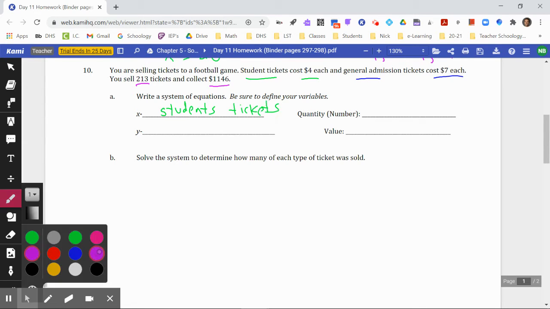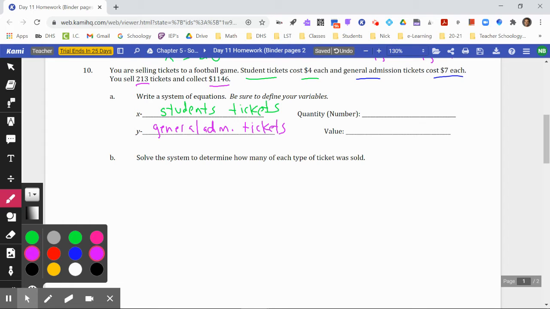And y is going to be the general admission tickets. All right, so again, we have our variables defined. We're ready to write our equations. Again, we're talking about tickets, total tickets, and total costs. So that's what our two equations are going to be made of.